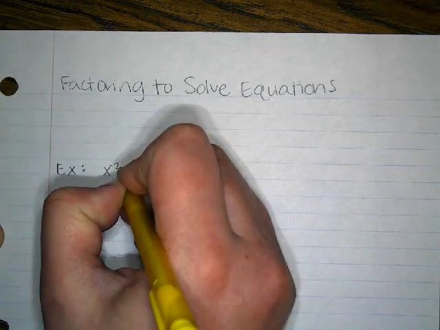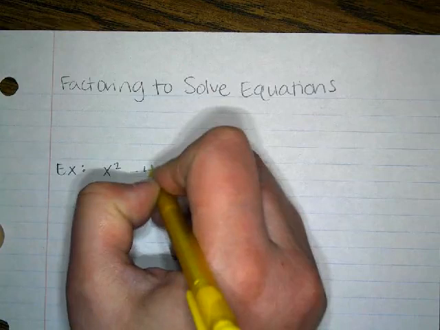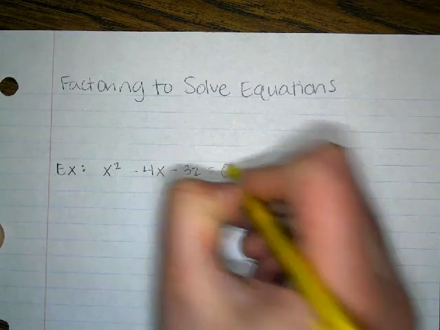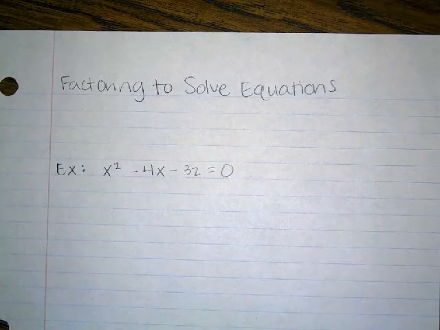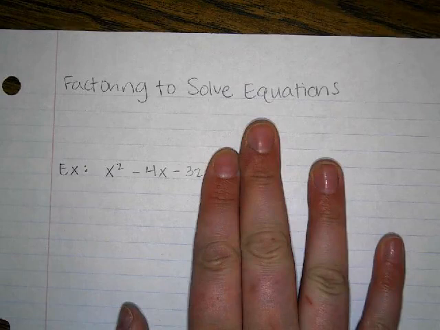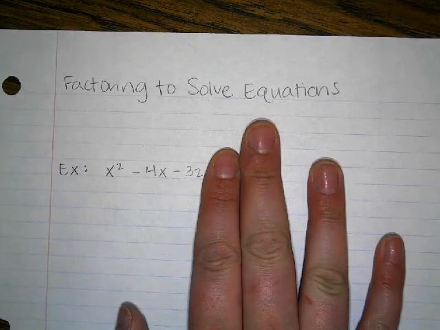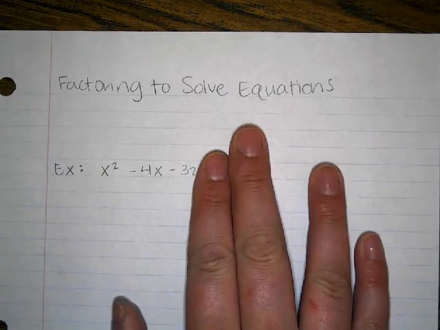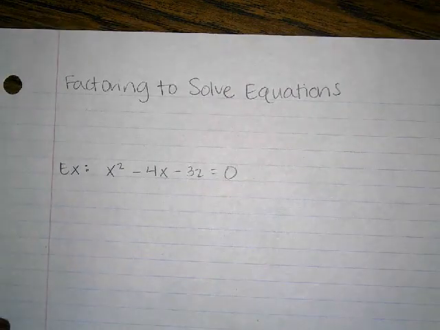So here's our first problem we're going to do. We're going to have x squared minus 4x minus 32 equals 0. So this problem should look like, yeah, this is a factoring problem. The only difference is we would have done a problem like this before, and now we've got the equal 0 on the end.